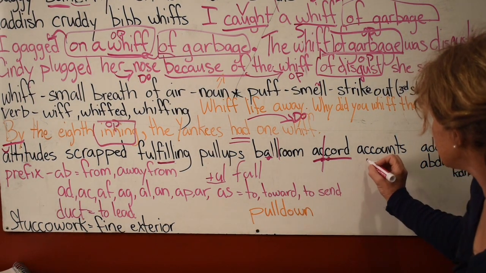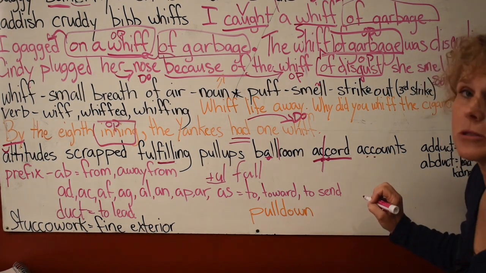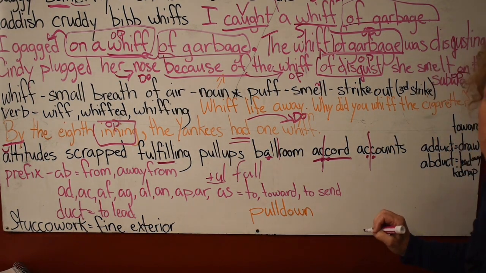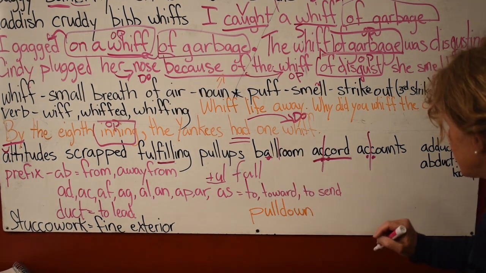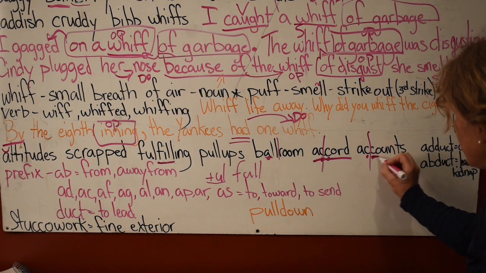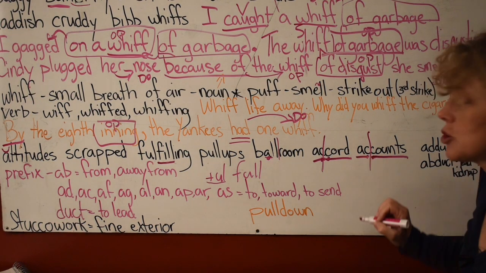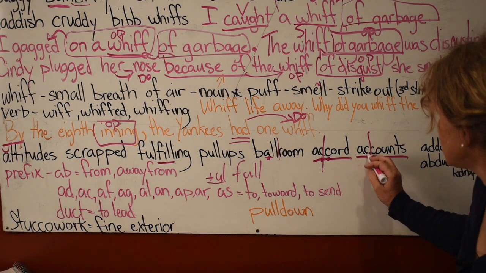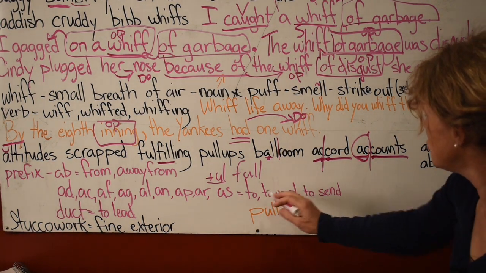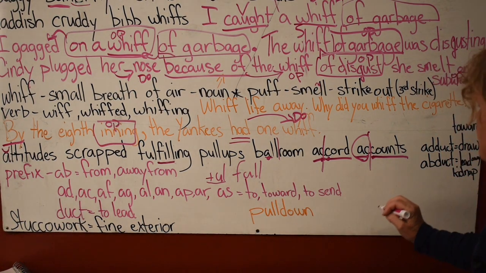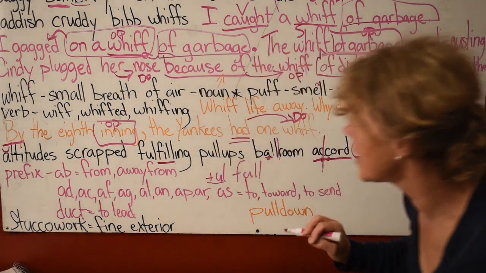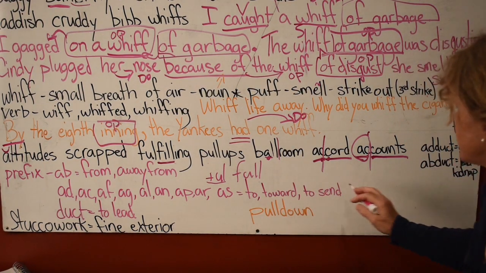Okay, so same here. Why is this doubled? See here, we just break it in between the C's, but you do not do that with a word like this or a word like this. So here is the word and here is your prefix. And this AC means to, toward, or to send. That's what I want you guys to memorize: to, toward, or to send.